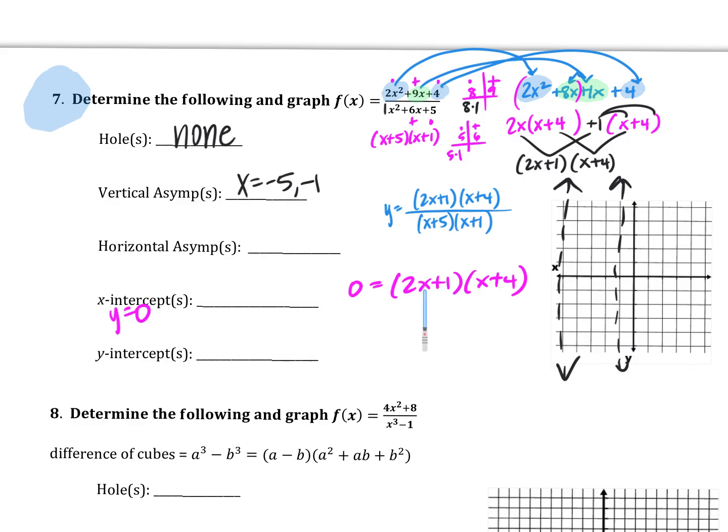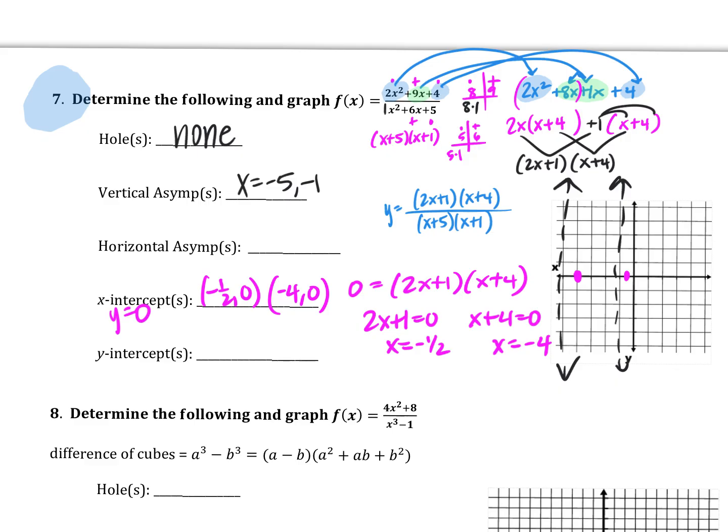Yep. When does this equal 0? Just like we did with vertical asymptotes, you got to set each little portion equal to 0. When does 2x plus 1 equal 0? When does x plus 4 equal 0? What are going to be my two x-intercepts here? Anyone get a -1/2? And a -4? Oh, snap. So I'm going to go to my graph. I'm going to go left a half, and I'm going to go left 4. We're going to cross that x-axis twice.